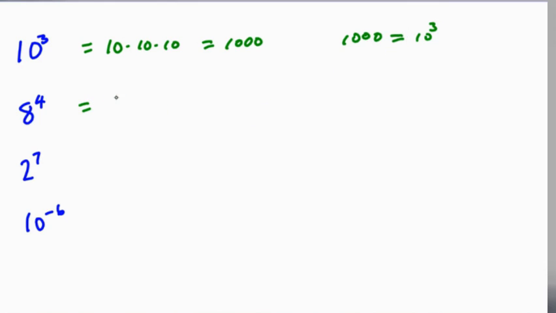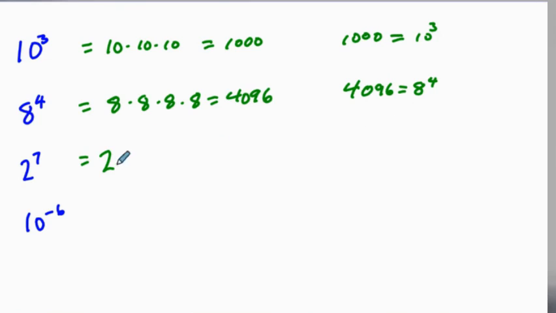Once again, here I have 8 to the power of 4. That's going to be 8 times 8 times 8 times 8. Put that in my calculator, I'm getting 4,096. So if you see the number 4,096, you should be able to go, oh, that's 8 to the power of 4.